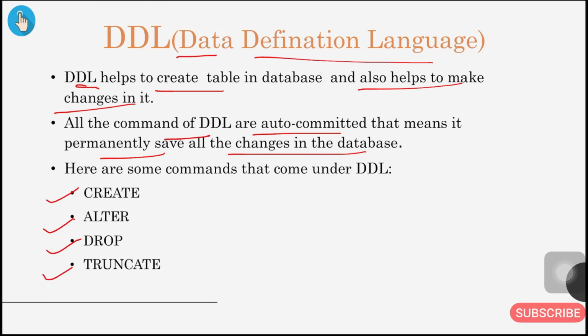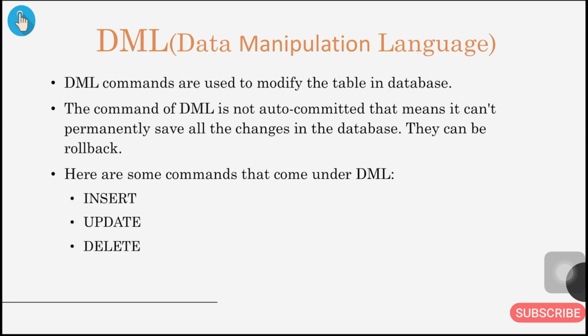The fourth one is truncate. In truncate, if you inserted your data in the table and then use truncate, all the data will be deleted, but not the structure of your table, that is its columns. Only the data, or we can say the rows which were inserted in your table, will be deleted. This is about the DDL.